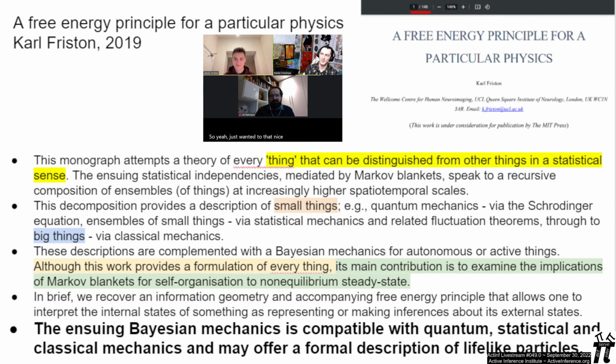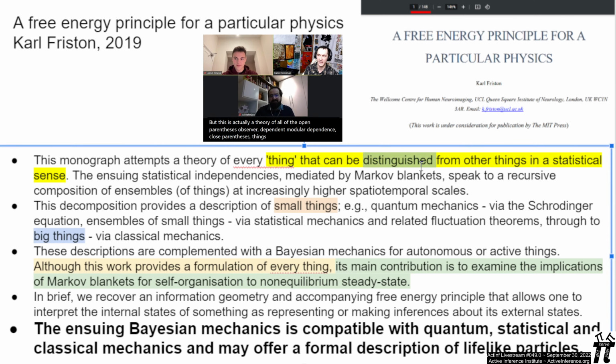Nice. When people talk about a theory of everything and they leave out the space, they might mean like a theory of all of it. But this is actually a theory of all of the, open parentheses, observer dependent, modeler dependent, close parenthesis, things that can be distinguished. Again, that's where the observer is in the distinguishing.